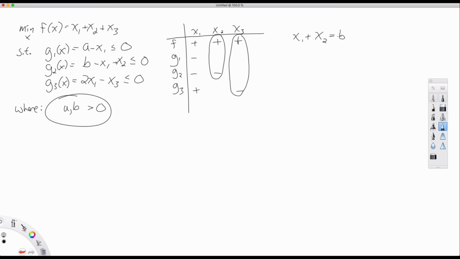Because g2 is active, according to the monotonicity table, I can write that x1 plus x2 is equal to b. And if I look through this problem, I can see that there's an x1 plus x2 term. I can simply replace that with b. And because we have utilized g2 in the substitution, we can eliminate that from the problem. I'm going to rewrite this now so it's a little bit more clear.